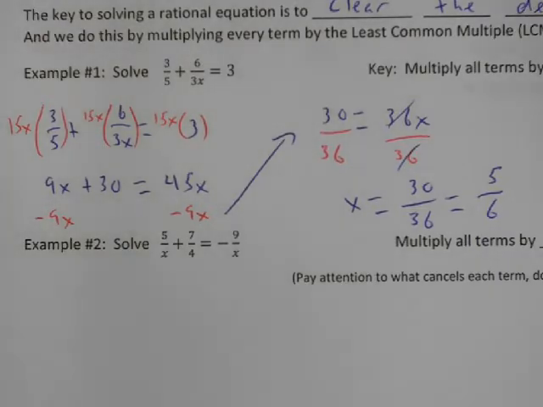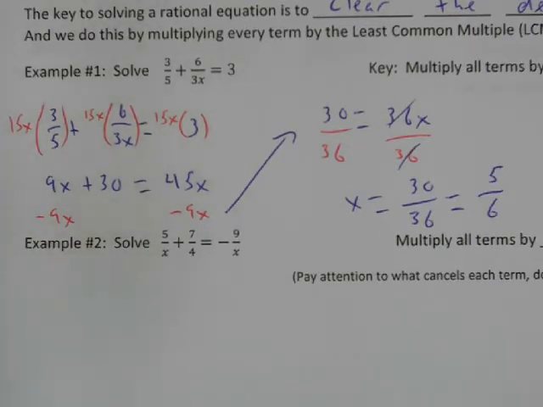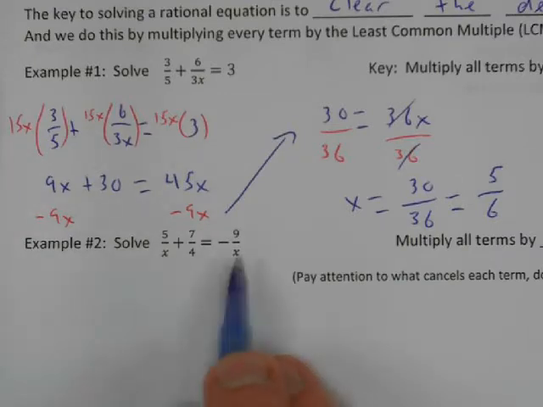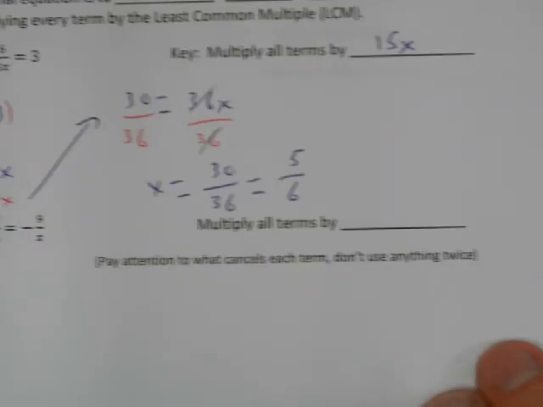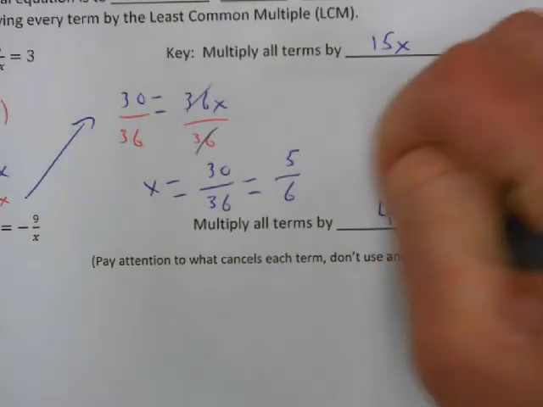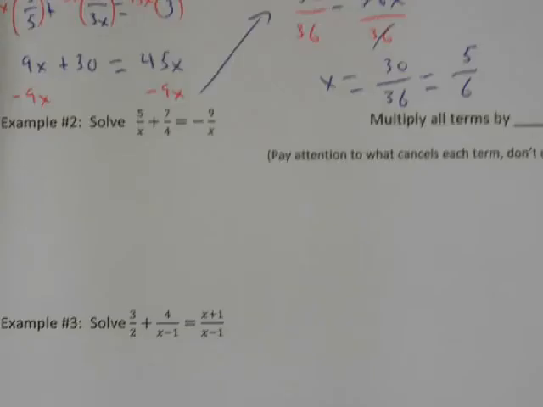Okay, anyways, that's number 1. Number 2, another equation with some fractions in there. So what can we multiply by to get rid of those fractions? Let's see, I got to multiply by an x to get rid of this fraction and that fraction, and I got to multiply by a 4 to get rid of that fraction. So I want to multiply by both those things, which is 4x. So our key here is we want to multiply everything in this equation by 4x. That's going to get rid of all my fractions.